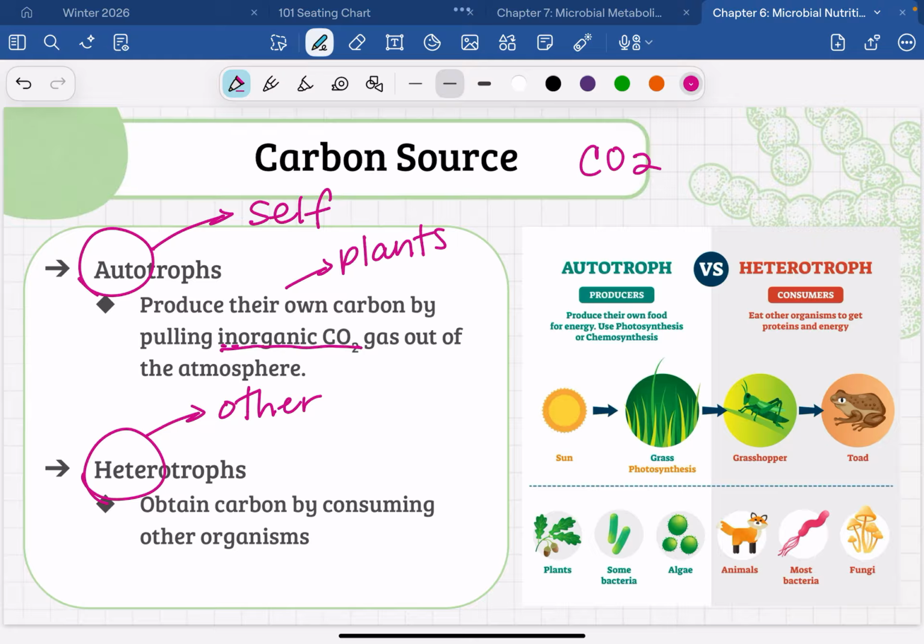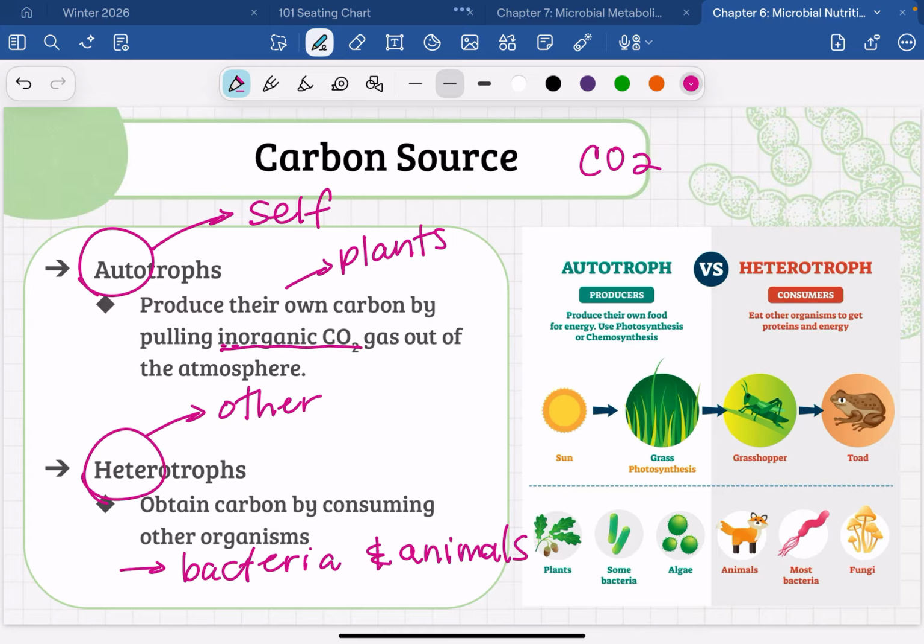So that is something that they are able to do. They do it within their own cells. They're able to create their own organic carbon. Okay, so that's why they're autotrophs, because they do it themselves. They create it themselves. Heterotrophs obtain carbon by consuming other organisms. So this is going to be like most bacteria and animals. Most fungi do this too. Most organisms do this. Okay.